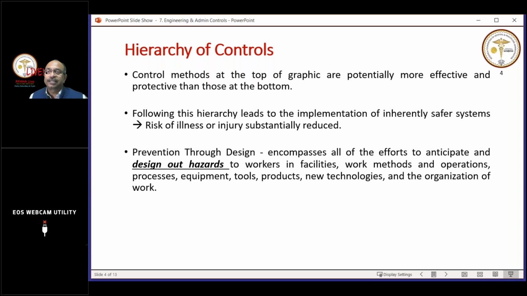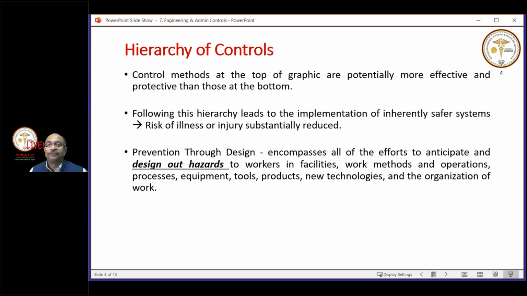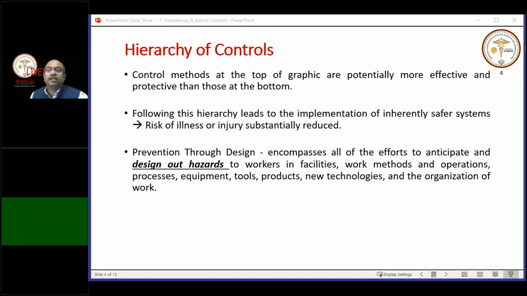So this is a contrast where by design some hazard of cross connection or the wrong connection has been eliminated in one kind of situation, whereas for many other situations this is not so. So prevention through design is something that needs to be seen.